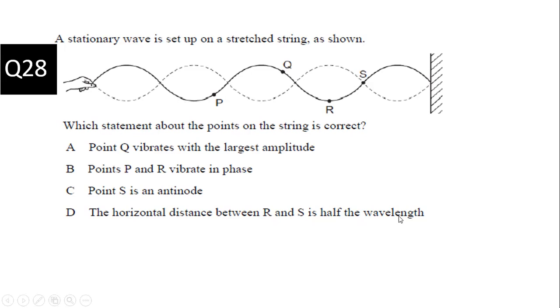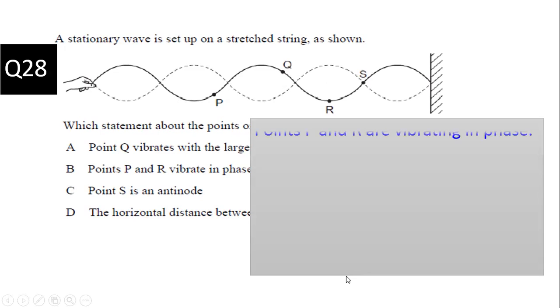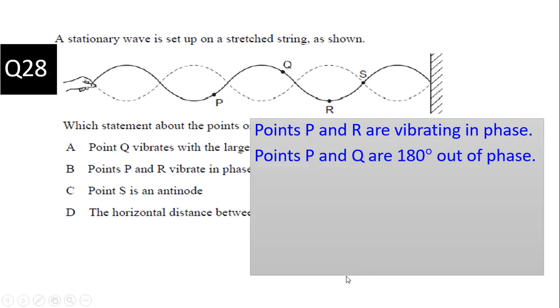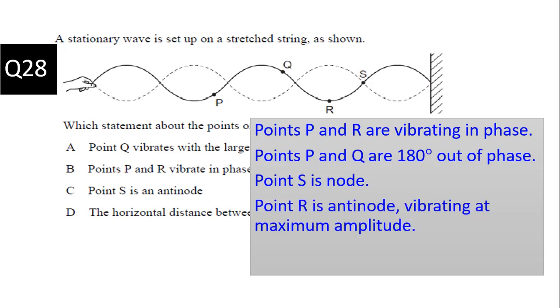Horizontal distance between R and S is how many wavelengths? R and S, this is one wavelength already, plus another, probably very hard to estimate. Probably 1/8, so it's wrong. Okay, P and R vibrating in phase. P and Q is 180 degrees out of phase. S is a node. R is an antinode, vibrating at maximum amplitude. So answer is B.